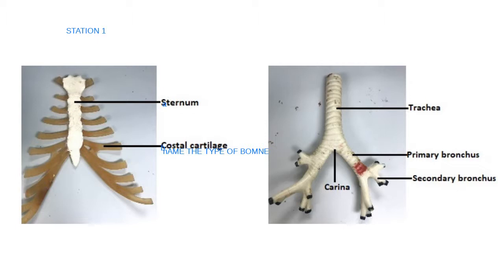Okay. What is the type here? Name the type of bone. If I mark here, name the type of bone, what will you write? You have to write it is a flat bone. Sternum comes under which group of bone? So it is a flat bone.